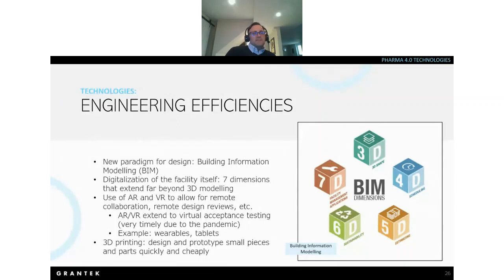Finally, 3D printing, also known as additive manufacturing, allows for rapid design and prototyping of small pieces and parts quickly and cheaply, expediting the engineering of those sorts of things.